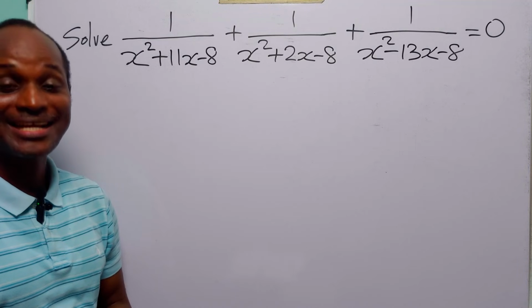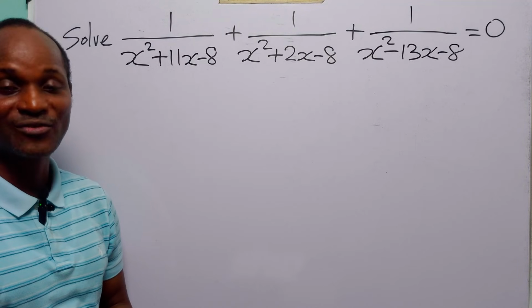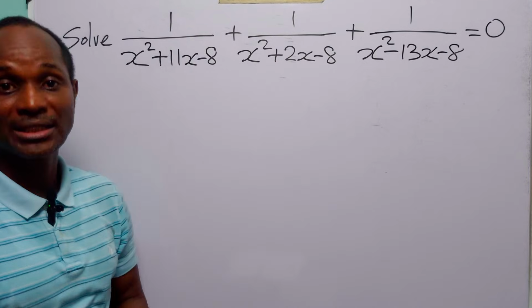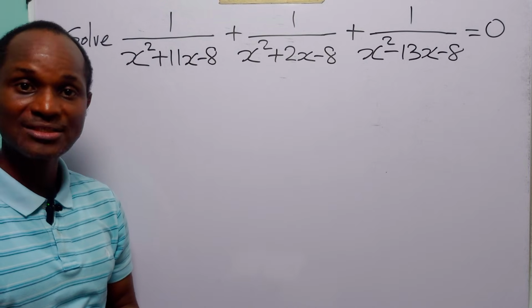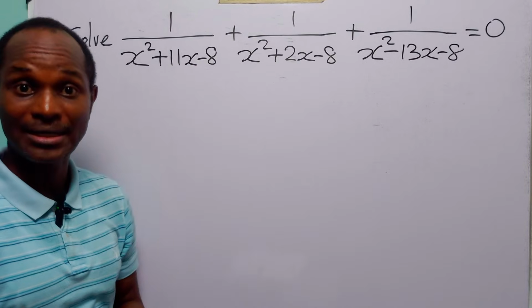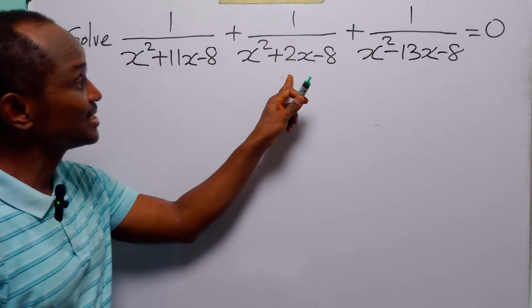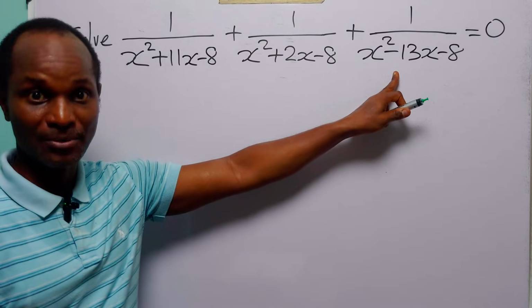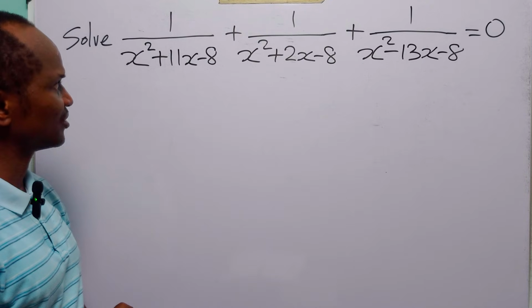Hello and welcome. In this math tutorial, our task is to find the real values of x that satisfy this rational equation. Now, before we start solving the equation, let us remember that for this equation to be defined, none of these three denominators is allowed to be equal to 0. Now, let us look at the equation.